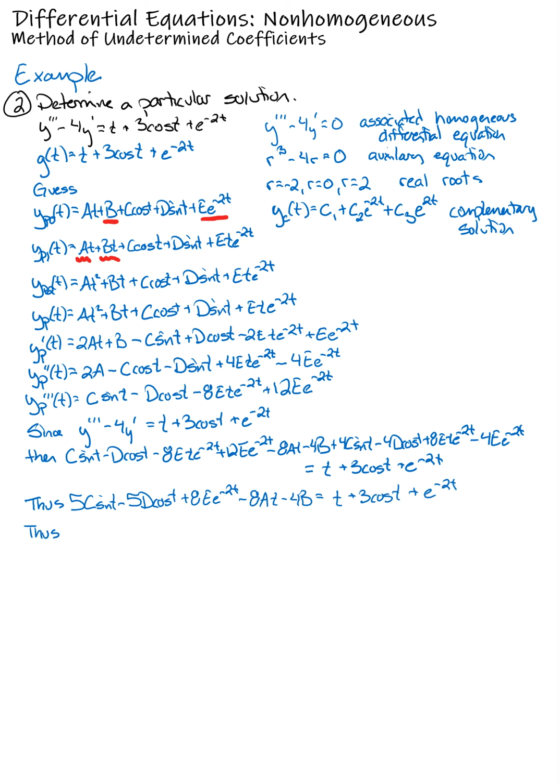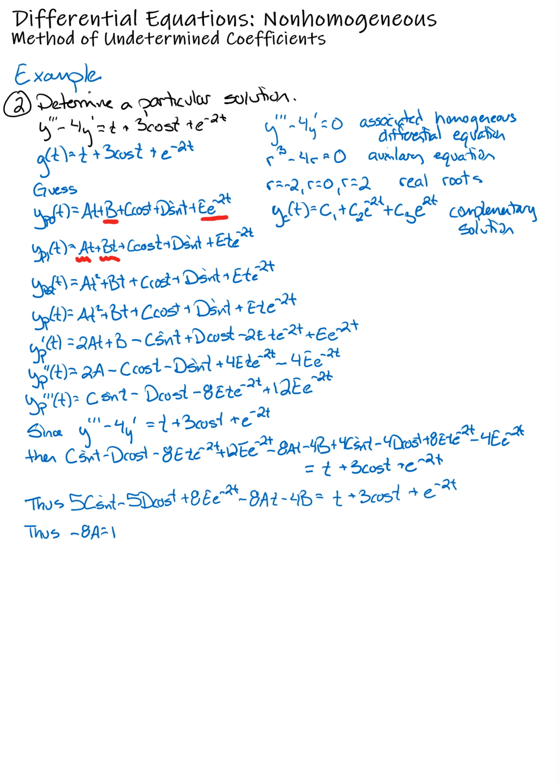Now this is where we figure out what our coefficients are. We'll do an association with these coefficients. I'm going to do this in alphabetical order. Again, you could do this in any order. You will get a system of equations that you'll solve. You'll see these are going to be super simple to solve. So we have negative 8a is equal to 1. That's associating the t terms.